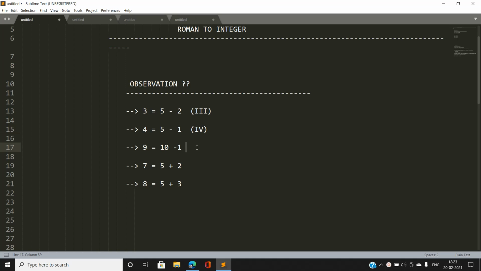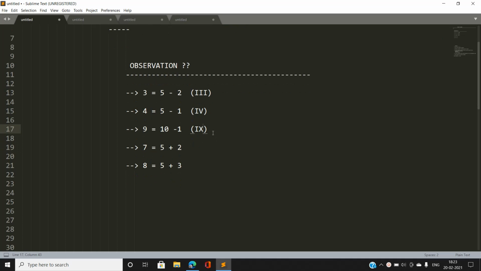Okay, for a single I, and again 9 would be like IX. So why am I going to write IX? Why not 5 plus 4? Because we all know that the Roman form of 9 is IX. Then how are we going to fetch this Roman form? The best way to fetch this Roman form is to write it like this: 9 can be written as 10 minus 1. That is, the 10 is going to represent X, and 1 is going to represent the single I.